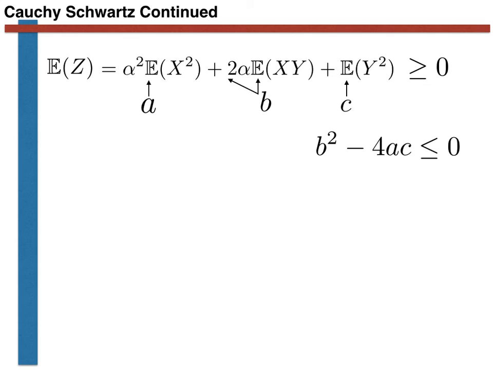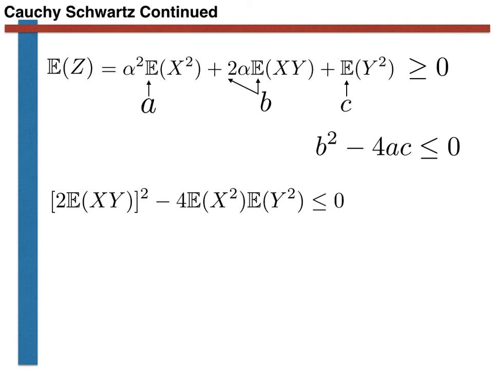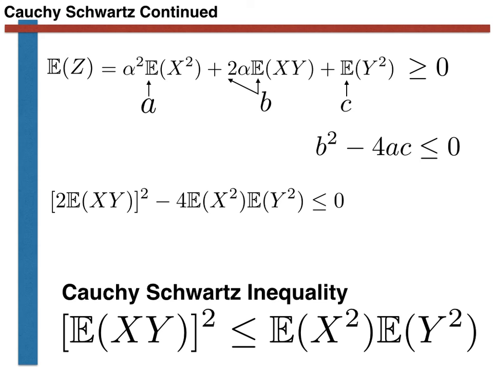Let's now go back to the quadratic equation that we derived for the expectation of z. Inserting the values of a, b and c from this quadratic into the inequality we just derived, we find the following. Rearranging this inequality gives us the Cauchy-Schwartz inequality that we require.